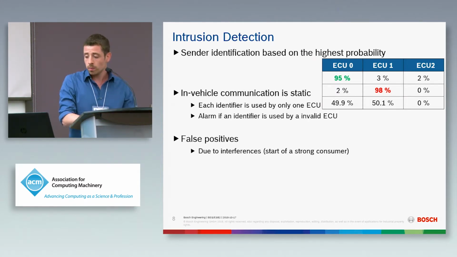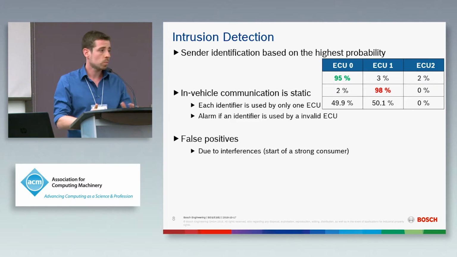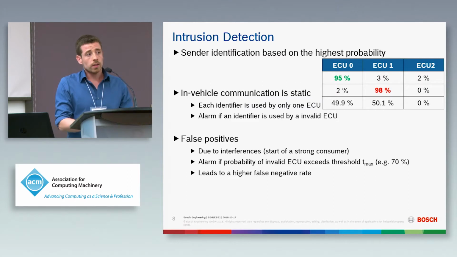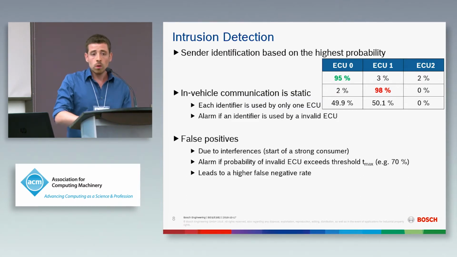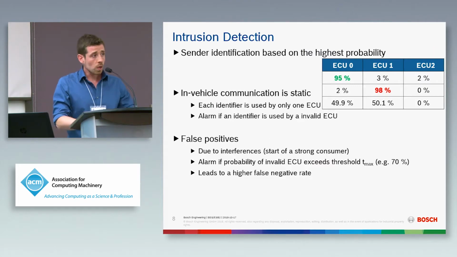And this can, for example, occur due to some interferences, for example, if you start a strong consumer or something like that. What we have often observed is that if the system is not really sure, then the percentages look really the same. This is why we introduced another threshold, for example, 70%. We now only trigger an alarm if the probability of a probable invalid ECU exceeds this threshold. This leads, of course, in turn to a higher false negative rate.